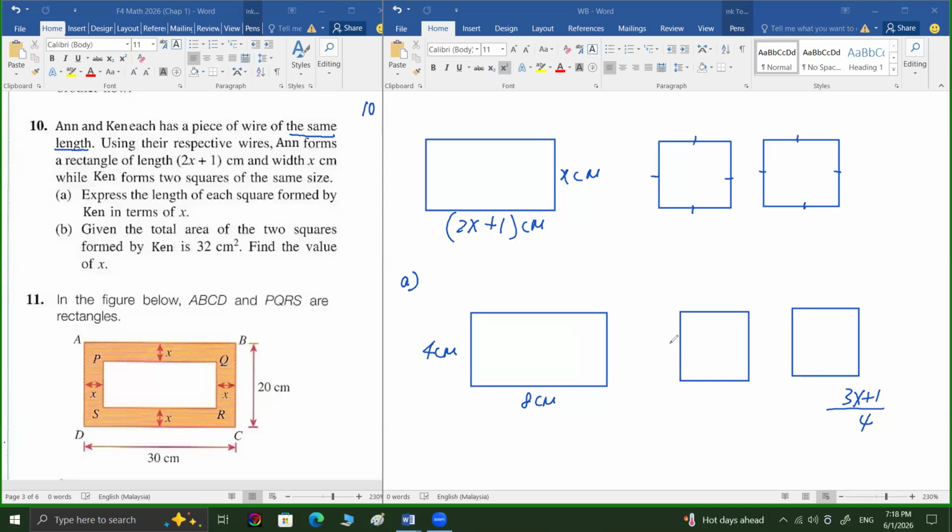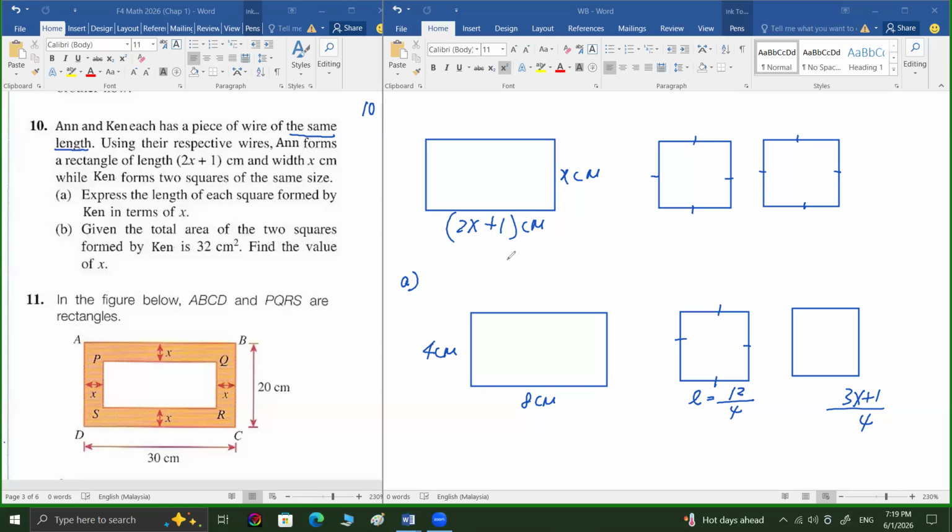24 divided by 12, right? 12. So you want to get each length. Here the perimeter is 12 cm, this one also 12 cm. So to get the length of the square, you get 12 divided by 4. Right. Can you get what I mean?